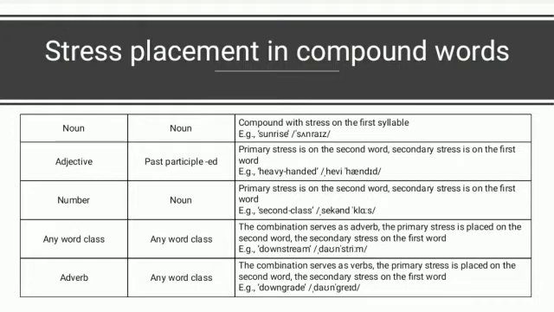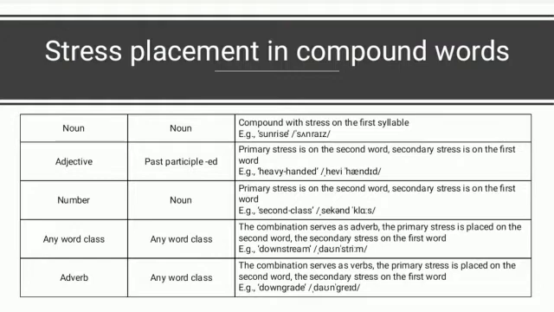Next is the compound word with any word class, but the combination serves as an adverb. It usually has a final stress. The primary stress is placed on the second word and the secondary stress on the first word. For example, in the word downstream, the primary stress is on stream and the secondary stress is on down.